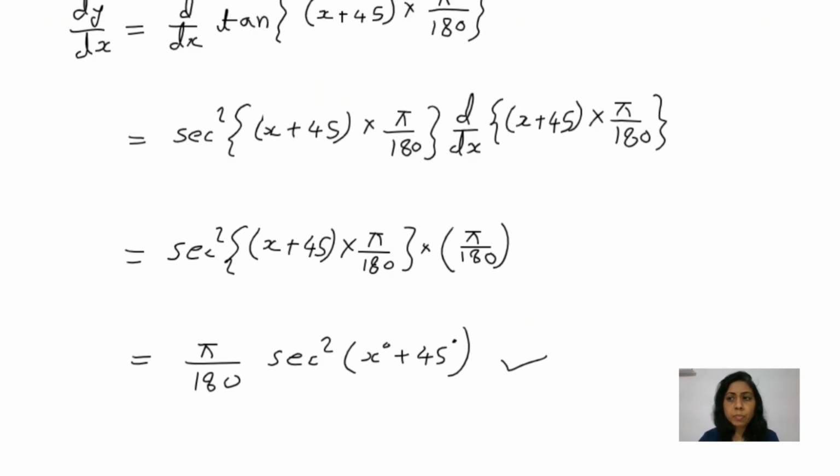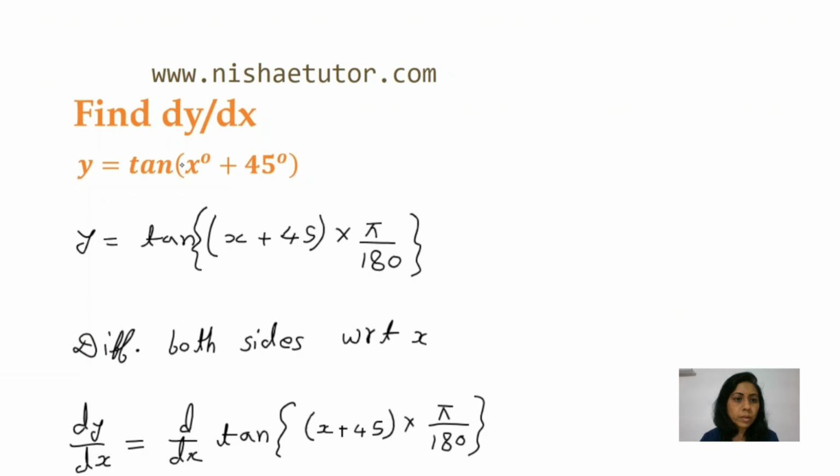So here the main step is, if you have your theta value in degree, you have to convert into radian form and then differentiate. So very simple question, but if you have any doubt, any queries, please ask me.